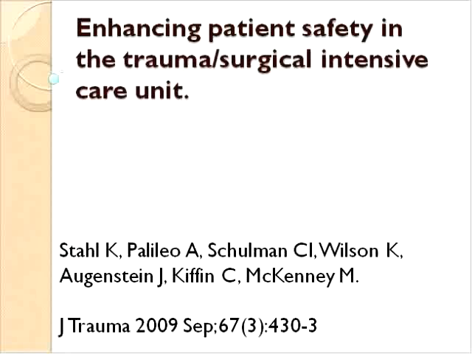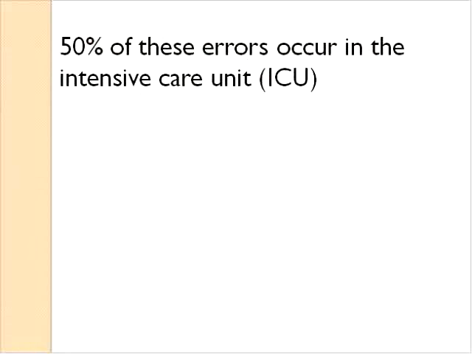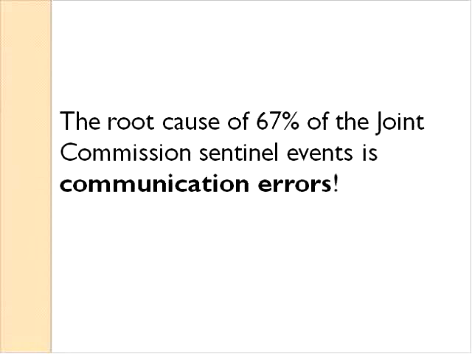The surgeons bring up another interesting point in this paper. They noted that preventable deaths due to errors in trauma patients with otherwise survivable injuries account for up to 10% of fatalities at level 1 trauma centers. 50% of these errors do occur in the ICU, so it's a high-risk area. And the root cause analysis of 76% of Joint Commission sentinel events is communication errors.